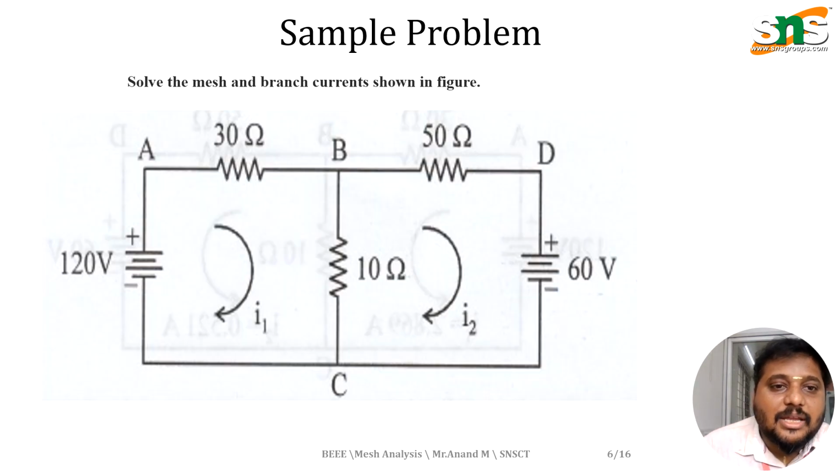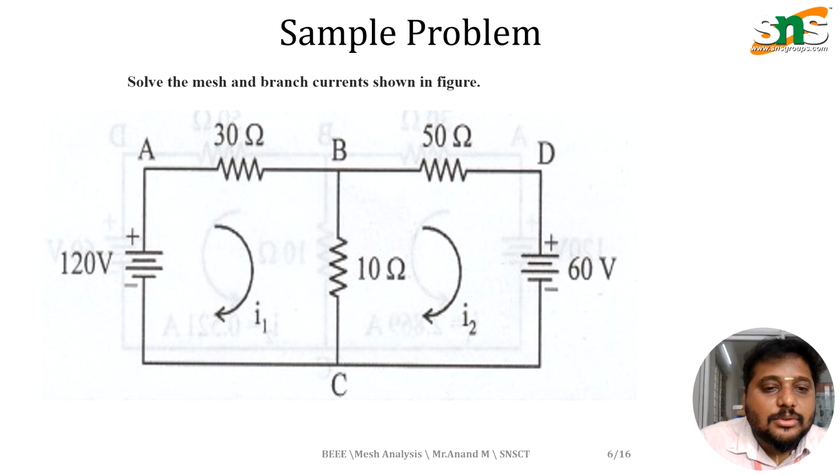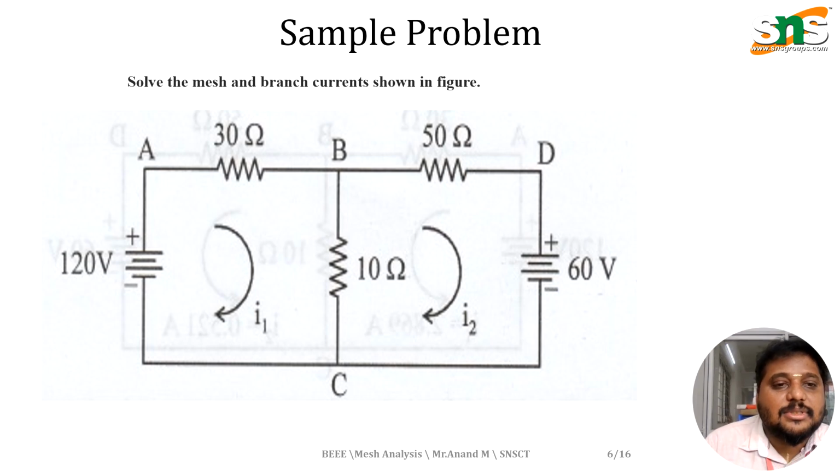So just take this problem as a sample program: solve the mesh and branch currents shown in the circuit. We have two nodes, node 1 and node 2. One node has a voltage source, that is V1, and the other node has the second voltage source, that is V2. We have three resistances, resistance 1, resistance 2 and resistance 3. The currents I1 and I2 are in the loops. This is the sample circuit.